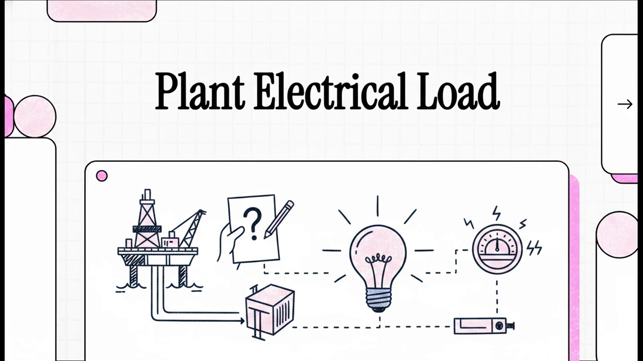Let's jump right into a massive engineering puzzle today. How exactly do you power an offshore platform when you're starting with a completely blank slate? Seriously, imagine you're handed a blank sheet of paper and told, go design the electrical system for this brand new facility. You literally can't size a single cable, you can't pick a generator, and you definitely can't specify a transformer until you nail down one fundamental number. How much electrical load does this plant actually need?